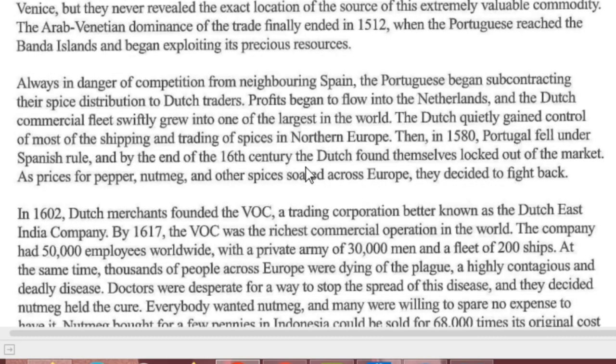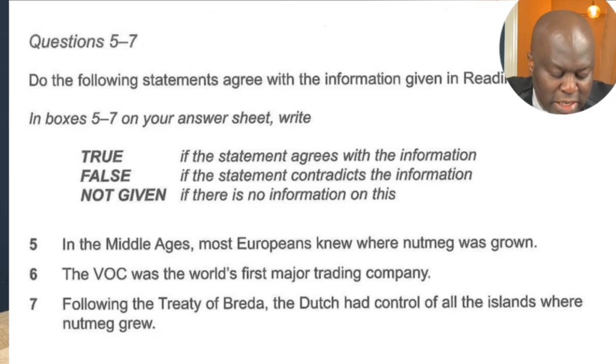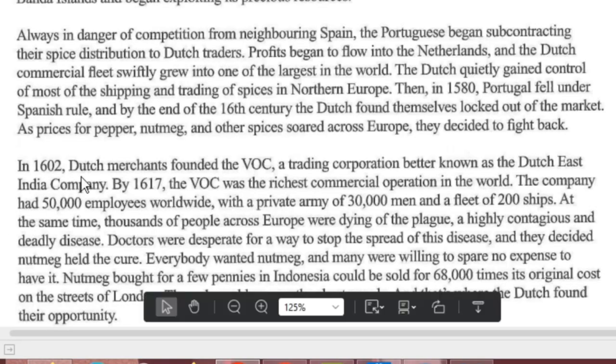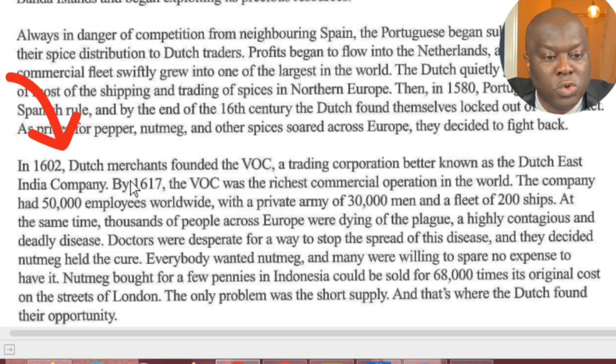I'm looking for VOC. Yes, I've seen VOC. It says in 1602. So the question again says the VOC was the world's first major trading company. Let's see whether it is true or not. They say in 1602, Dutch merchants founded the VOC. What I would do is to do a detailed reading. In 1602, Dutch merchants founded the VOC, a trading corporation better known as the Dutch East India Company. We are looking whether it's the first.